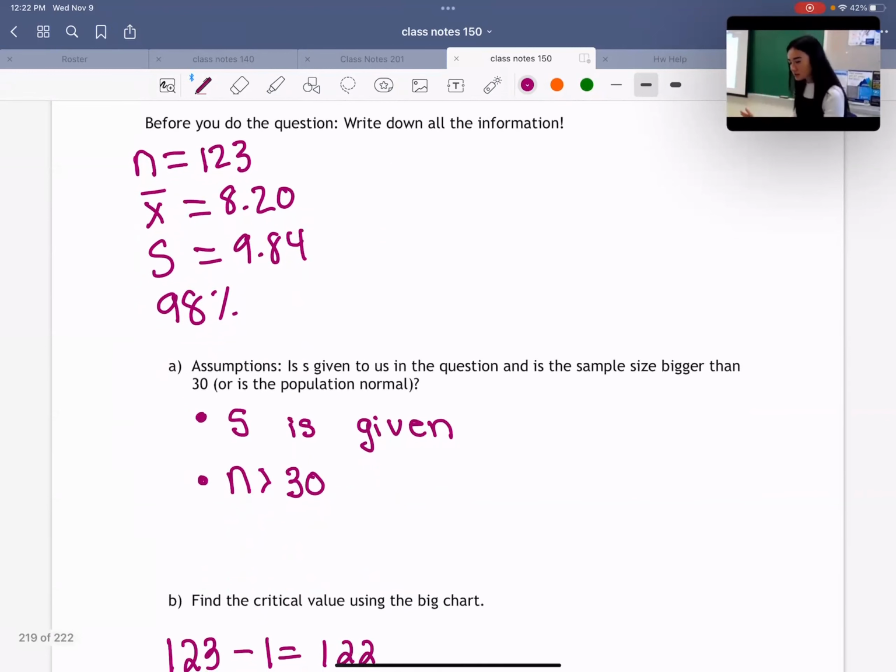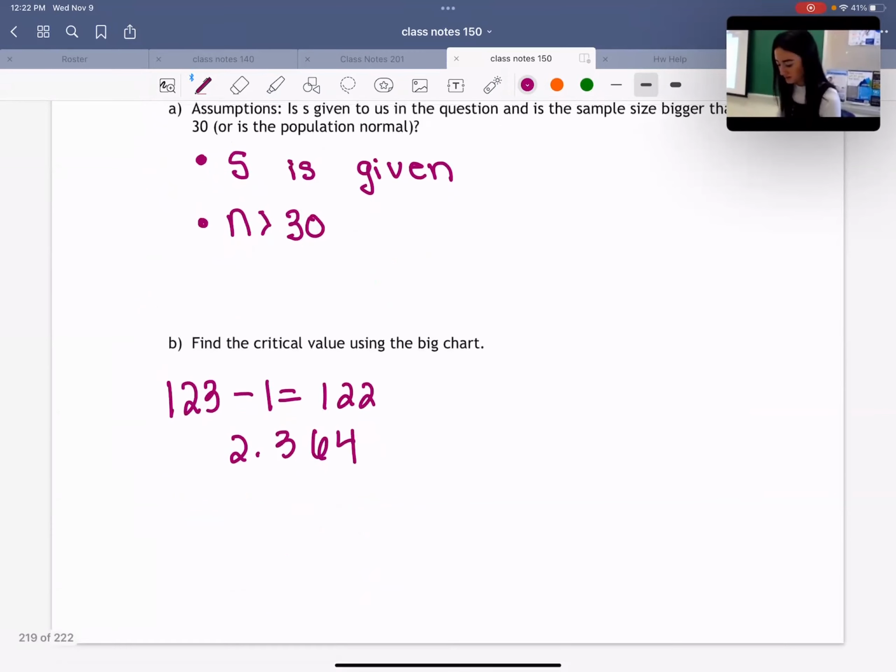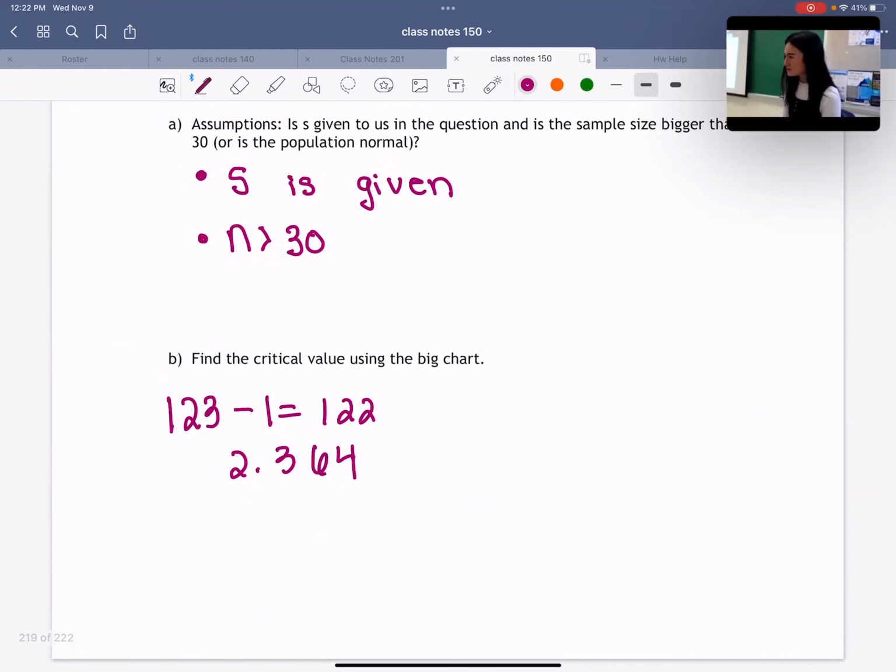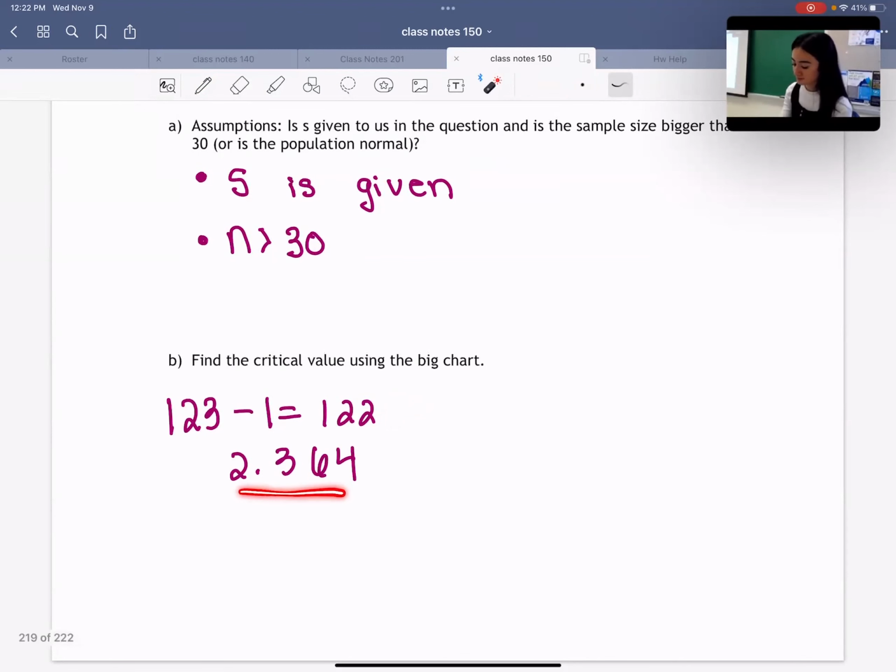Next, I did the assumptions. Now, who wrote this one up? McKenna, I guess I don't really need you to explain this one either, right? S is given and sample size bigger than 30. Great job there. Part B, was that one Ashley? Ashley, do you want to explain this one? Perfect, right? Now, there was no row for 122, so we used row number 100, right?